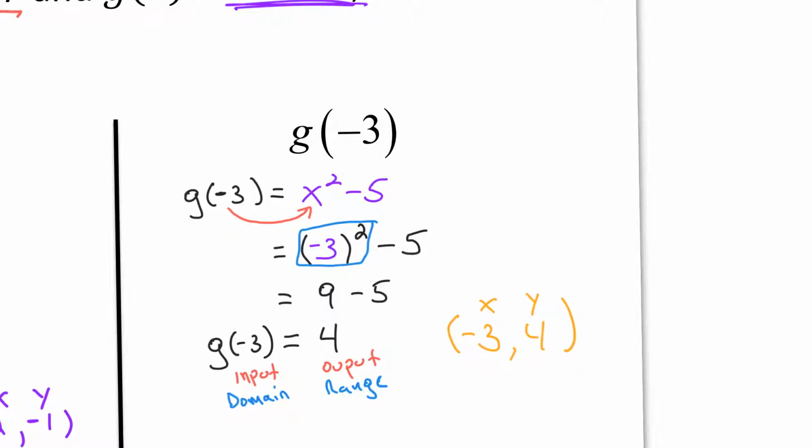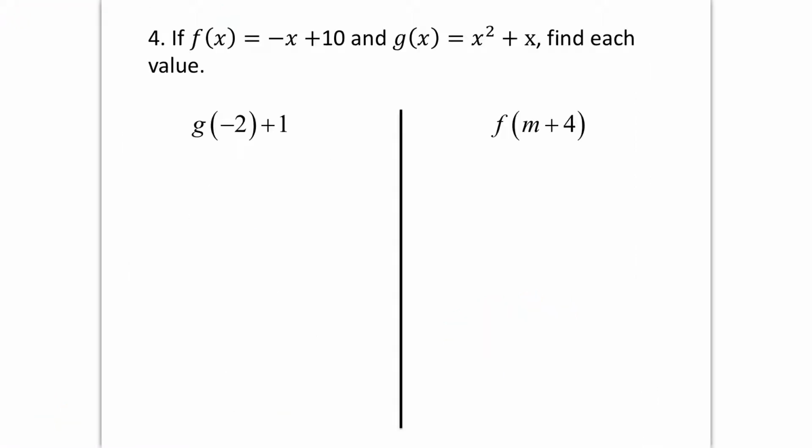But this is how you evaluate functions. You substitute the numbers into the correct function, and then you evaluate to find the output. And that's the main idea. You input, and you want to get an output. Now this one is a little bit more.